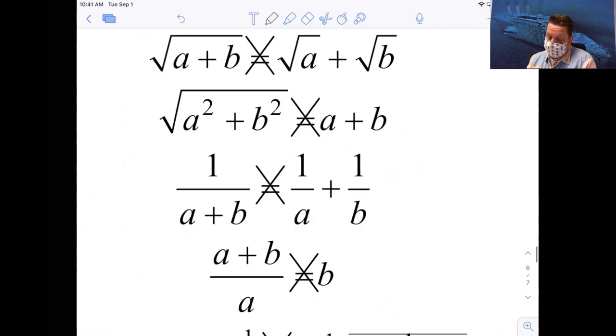Same thing on the next one. A squared plus B squared under the radical, even if they're perfect squares staring at you, can't be split up. You can't take the square root of each and add them together. Does not work, okay? The next one is a common mistake that people try to pull off.